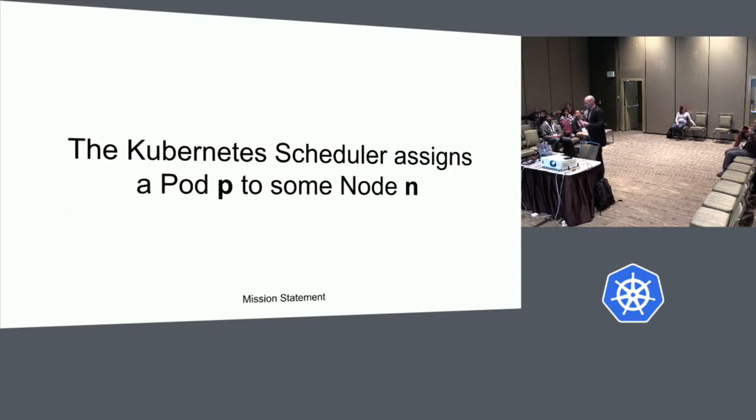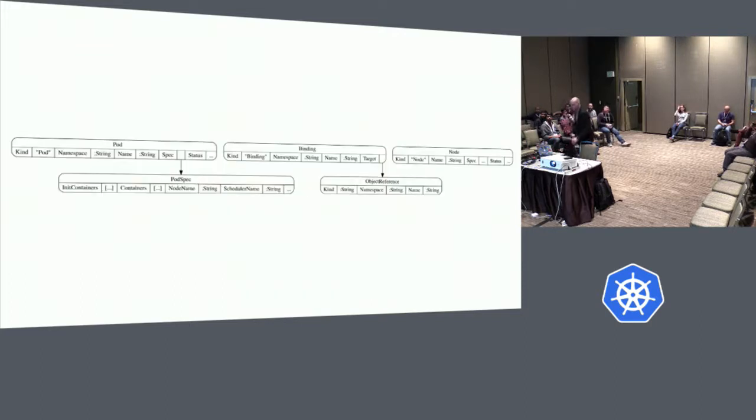So in summary, we may informally describe the task of the scheduler as: the scheduler assigns a pod P to some node N. But that begs the question, what is an assignment of a pod to a node? So diving deeper, this diagram depicts the Kubernetes objects that are involved and of interest to the Kubernetes scheduler. Kubernetes represents a pod as a Kubernetes pod object, a node as a Kubernetes node object, and the assignment of a pod to a node as a Kubernetes binding object.